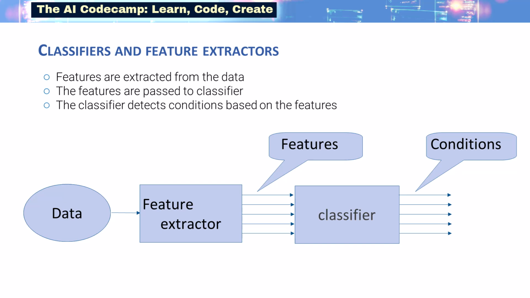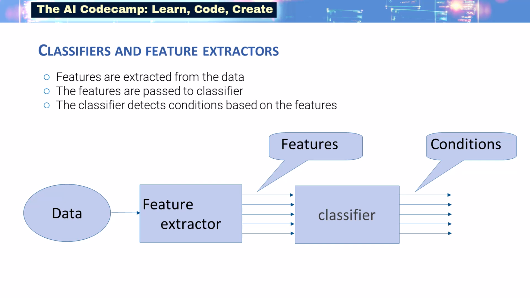The classifier works in two modes: training and recognition mode. In training, we send data, the feature extractor will extract it and send the features to the classifier. In addition, we will specify the class or condition that corresponds to the features, and the classifier will learn that this condition matches the specific features. We will repeat this process until the classifier is trained.